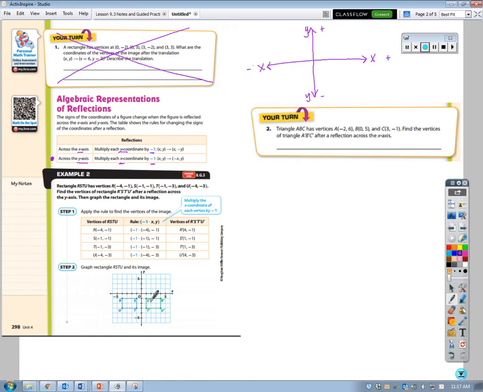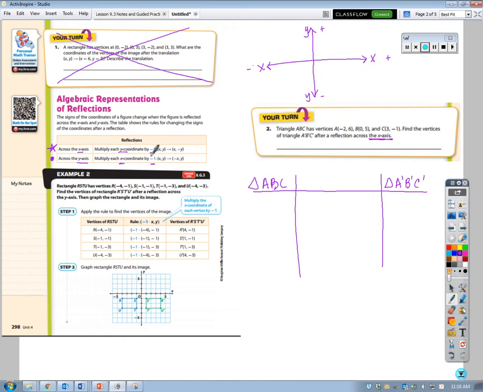So we're going to go ahead and do the your turn now and take triangle ABC with its vertices. I'm going to set up the table like last time, because this helps me make sure I'm following all my rules. So I've got triangle ABC, and this will be triangle A prime, B prime, C prime. And I'm going to find the vertices of the triangle after a reflection across the x-axis. So with my x-axis, that's this rule right here. For the x-axis, I'm going to multiply each y-coordinate by negative 1.